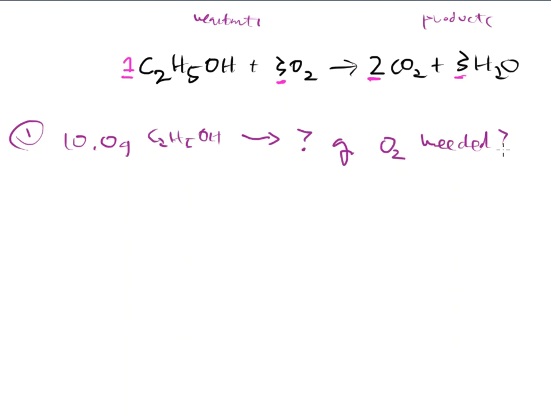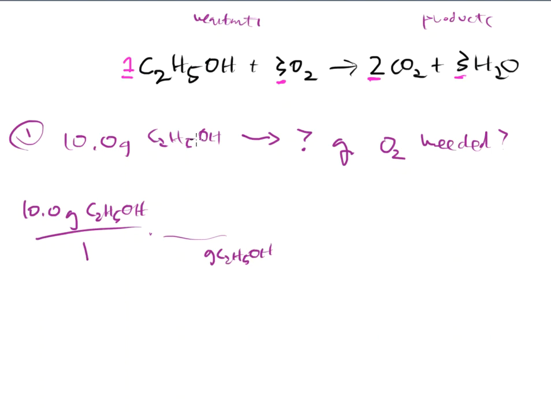All right, so how would we set this problem up? It's not a big deal. I know how to set this problem up. What I would do is take the given 10 grams of C2H5OH over 1. I would take that value, with grams of that stuff on the bottom. It has to go to the bottom on the next step.